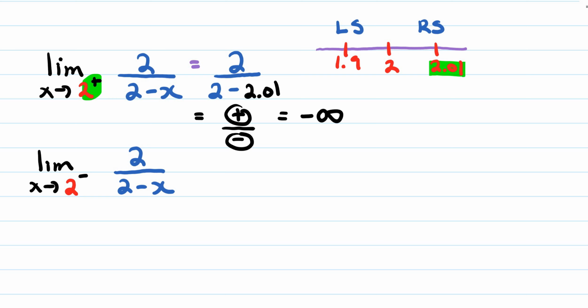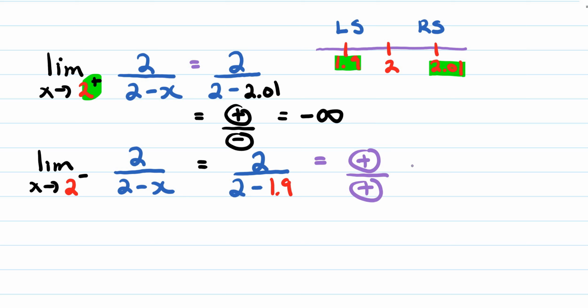Now, if I take a look at the limit as x approaches 2 from the left-hand side, we can use the number 1.9, and do a direct substitution. So I have 2 on the numerator divided by 2 minus 1.9. Clearly from here, the numerator is positive, the denominator is positive, so positive over positive will be positive infinity. Okay, so that means the overall limit does not exist. If I write the overall limit as x approaches 2, since the left-hand and right-hand limits are not the same, the limit when x approaches 2 doesn't exist.